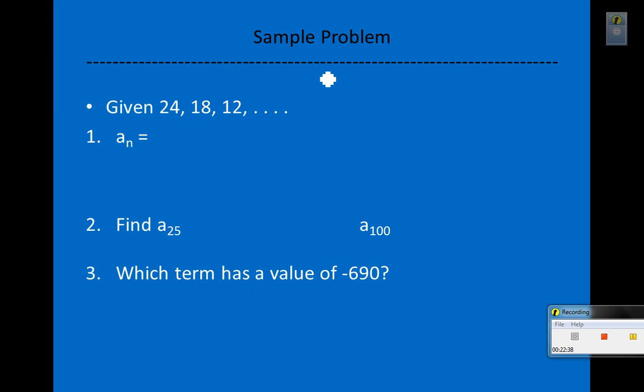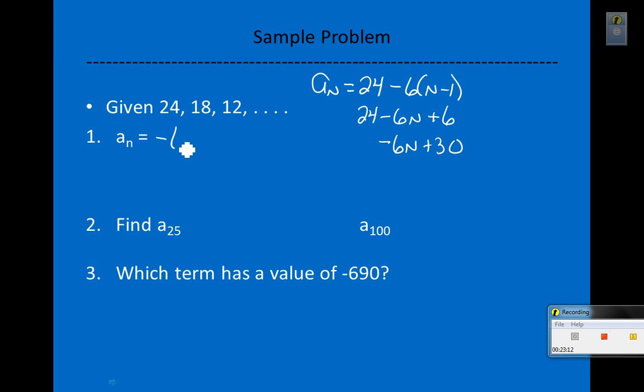Well, I'm going to go a sub n equal 24. My d value is negative 6. So I've got minus 6 times n minus 1. I've got 24 minus 6n plus 6. So I've got negative 6n plus 30. So my formula: a sub n equal negative 6n plus 30. It is wrong if you do not have a sub n equal in front of it, because then it's not an equation.